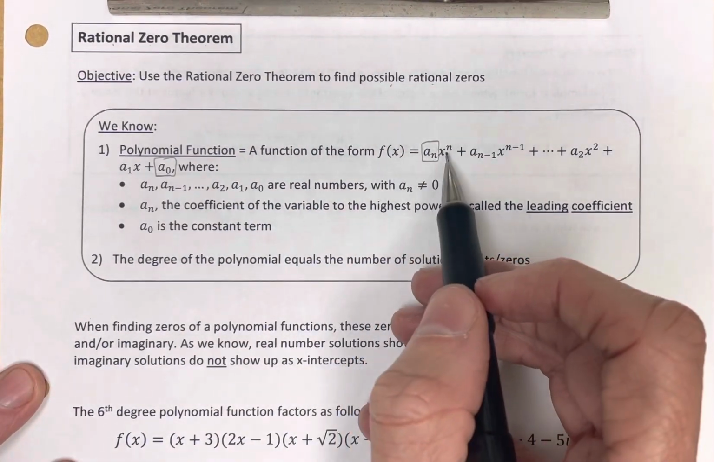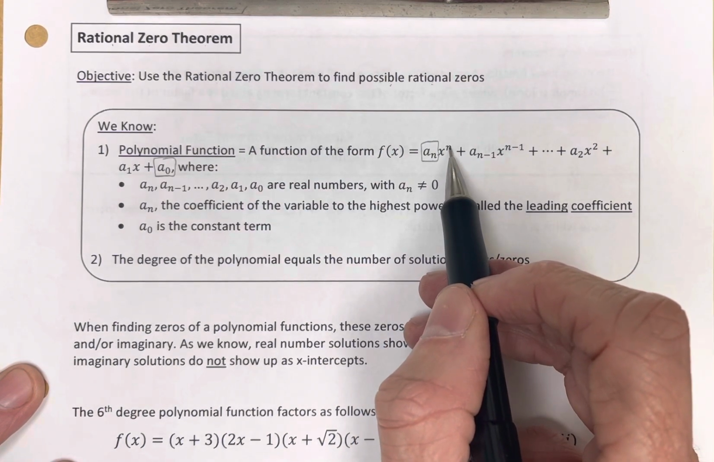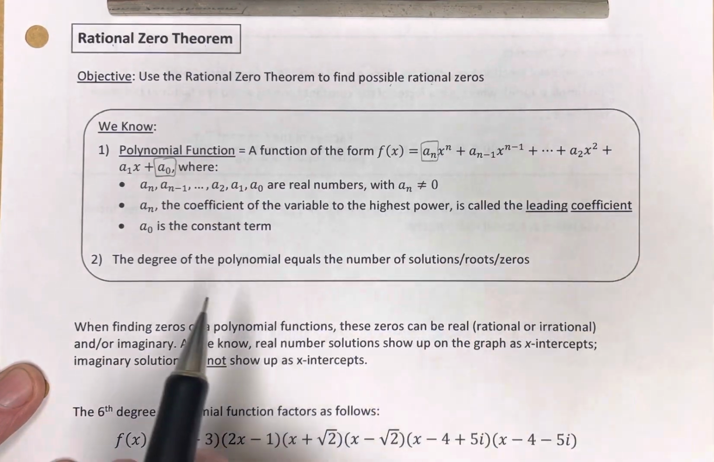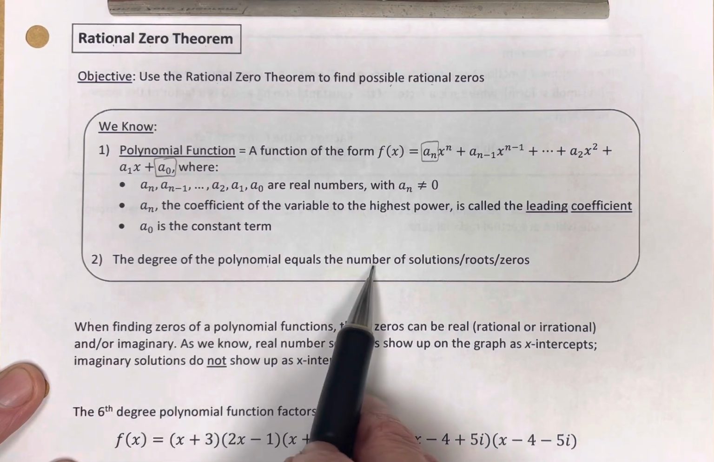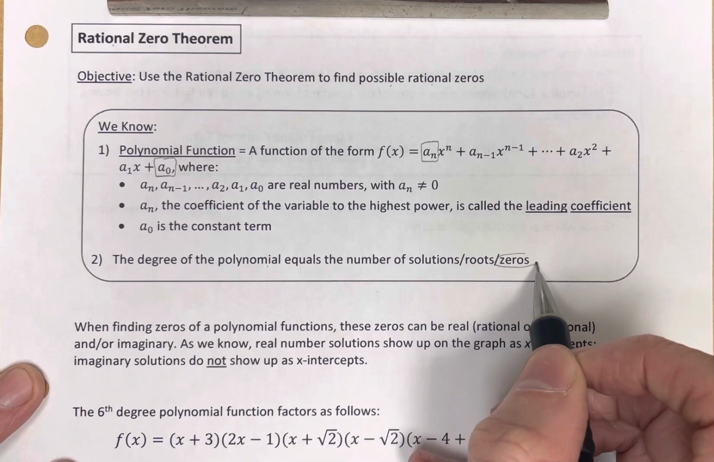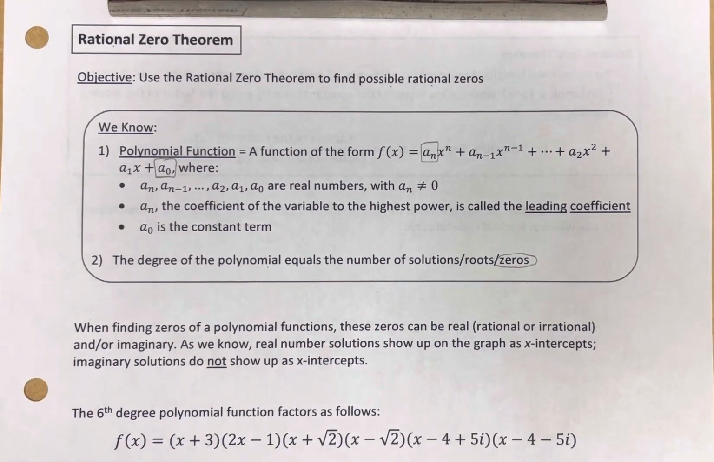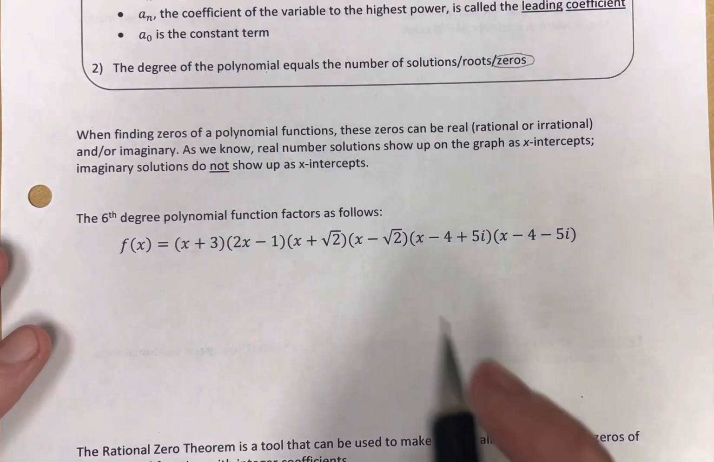We know that a polynomial which has the powers going from greatest to least is written in standard form. And we also know that the degree of the polynomial is equal to the number of zeros. We've been focused more on calling them zeros, but they're also called solutions or roots. Okay, the Rational Zero Theorem.